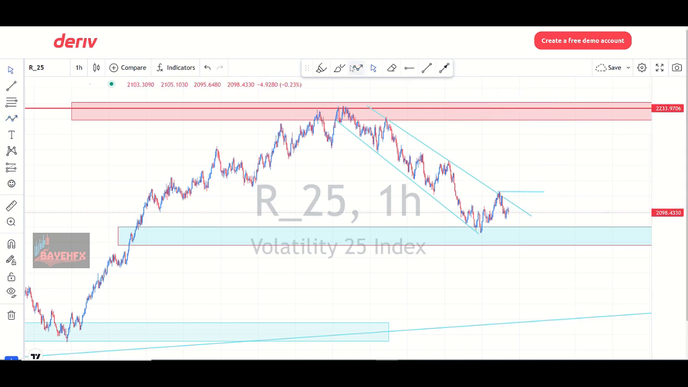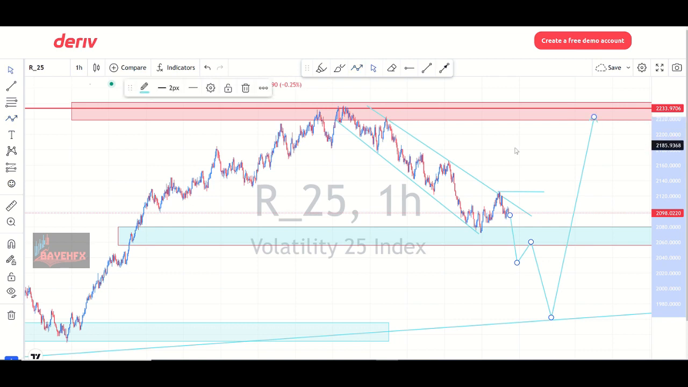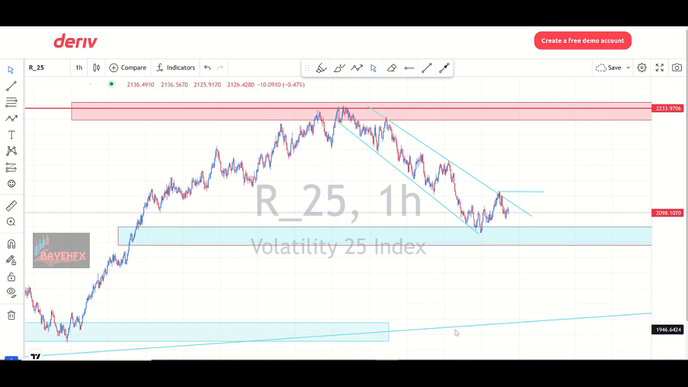If not, it's going to just continue going down, to break here, go back for a retest, and then come back. That's a 90%, and then start going up again. So two scenarios there on VIX25.